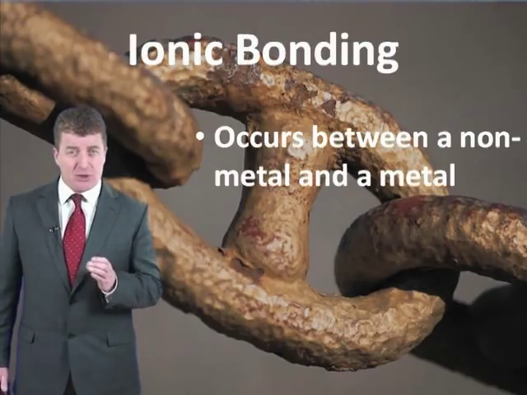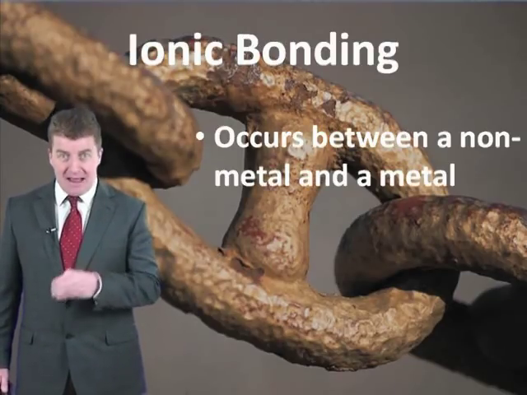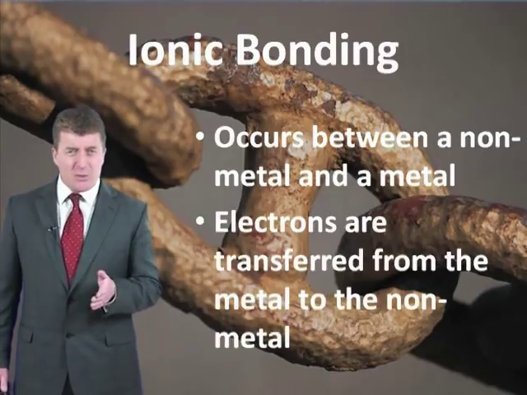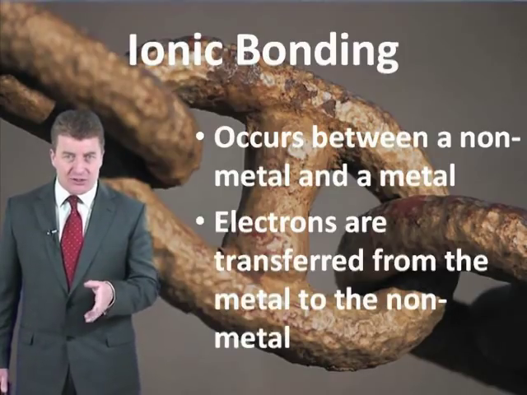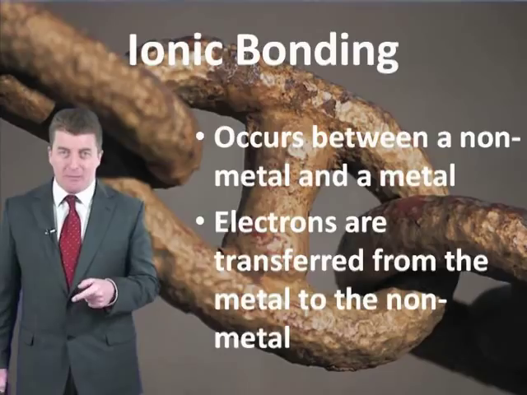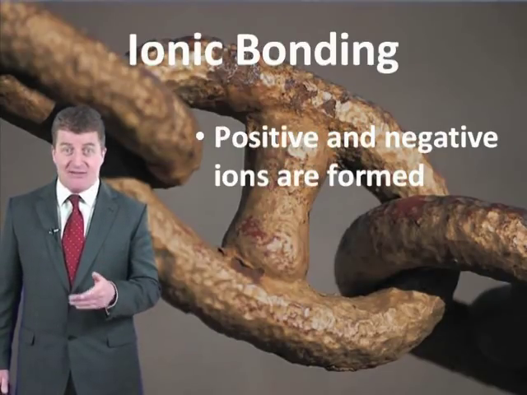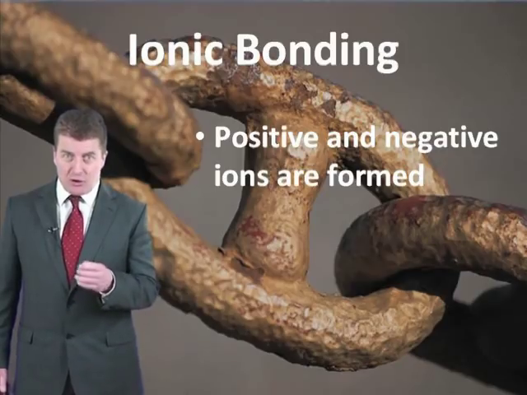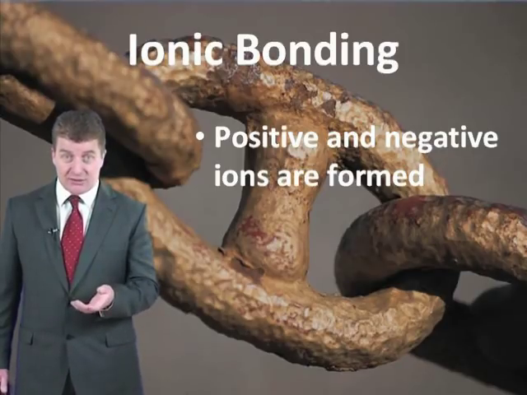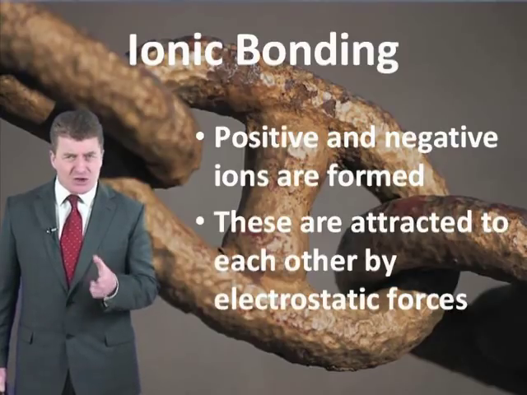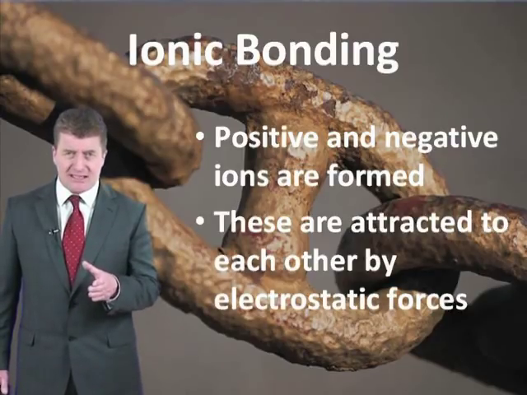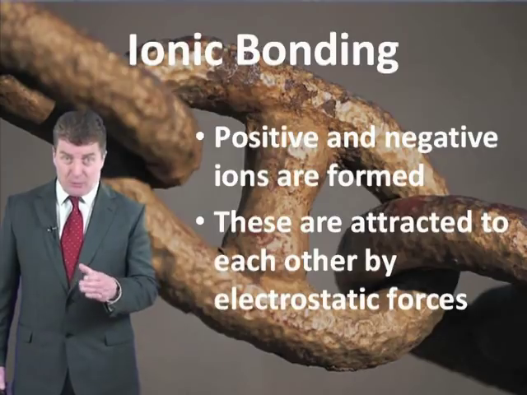Ionic bonds occur between a non-metal and a metal. This is when electrons are transferred from the metal to the non-metal. Now, what happens is this creates positive and negative ions, yeah? Because they've not got balance with the protons and electrons, they will classify as positive and negative ions. And these are attracted to each other by electrostatic forces. So they're still bonded together.